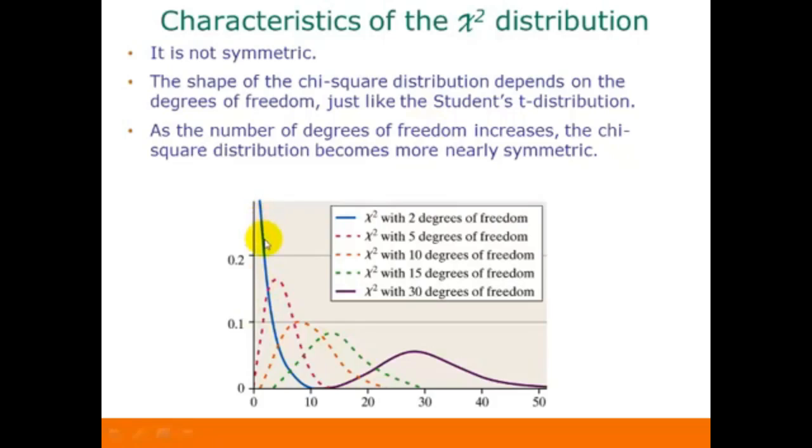So the blue one right here is with only 2 degrees of freedom. The red one is with 5 degrees of freedom. The orange one is with 10. The green one is with 15. And the purple one is with 30. So you can see that as the degrees of freedom gets bigger, the chi-square distribution gets closer to being symmetric, and it also sort of moves over to the right.